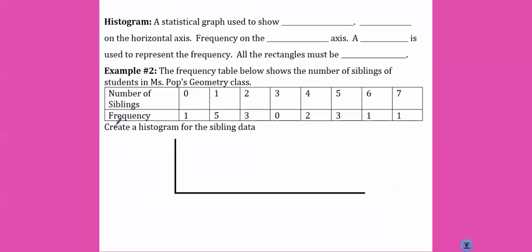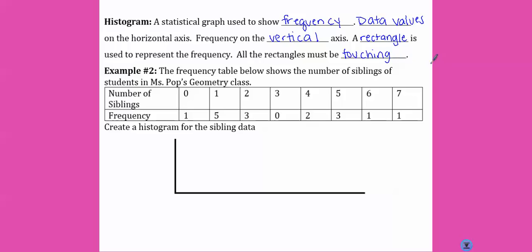A histogram is a statistical graph used to show frequency. The data values are on the horizontal axis. The frequency is on the vertical axis. A rectangle is used to represent the frequency, and all the rectangles must be touching.